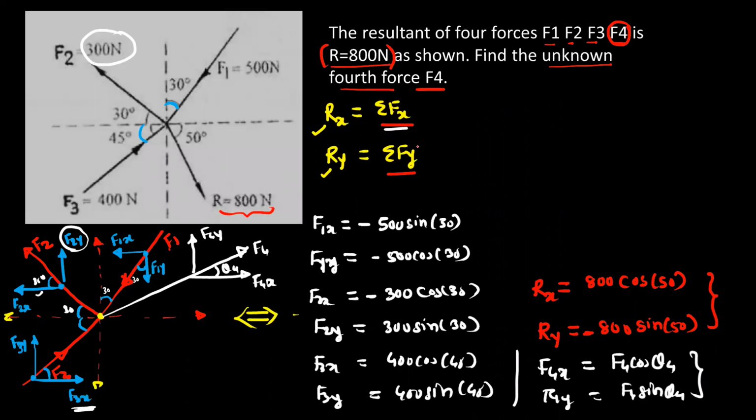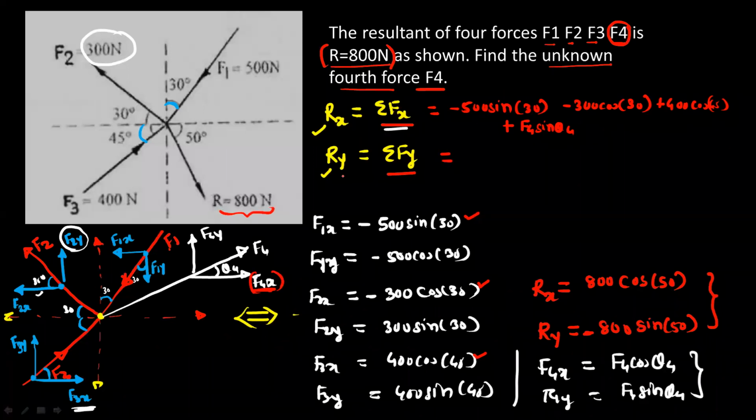Now write down the summation Fx. So summation Fx is equal to minus 500 sin 30, then minus 300 cos 30. So we have to add this F1x, F2x, and F3x, and plus 400 cos 45. Okay. And the unknown force, its x component is F4x. Okay, so plus that F4 sin theta 4. Or you can directly write this F4x only.